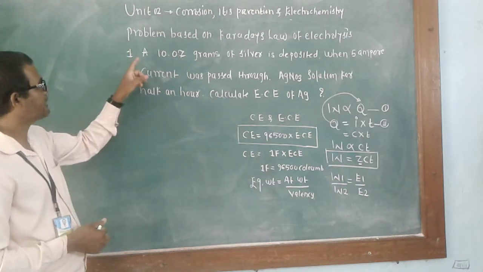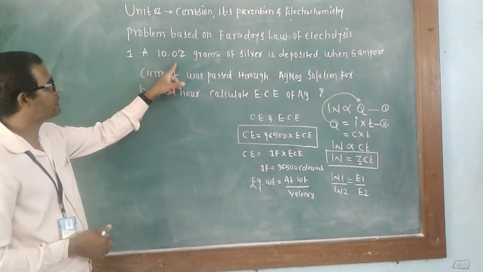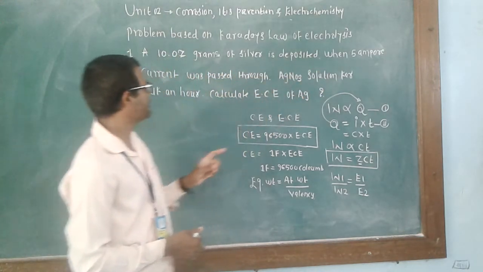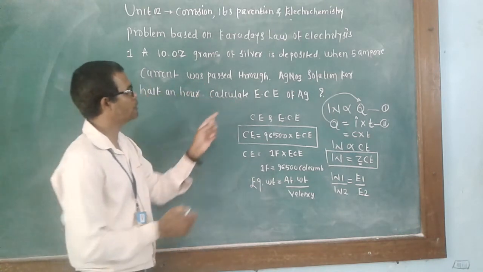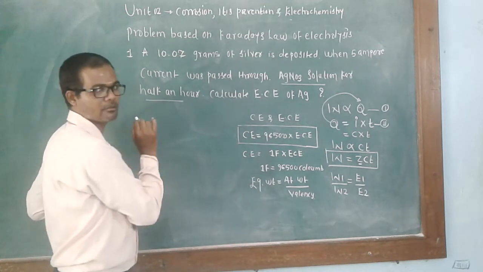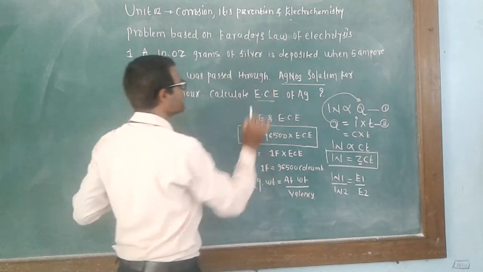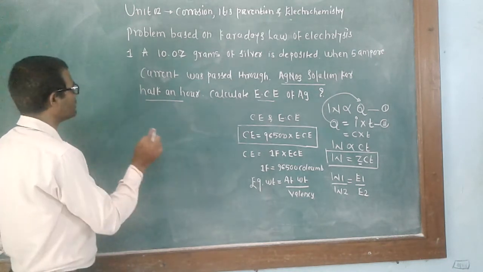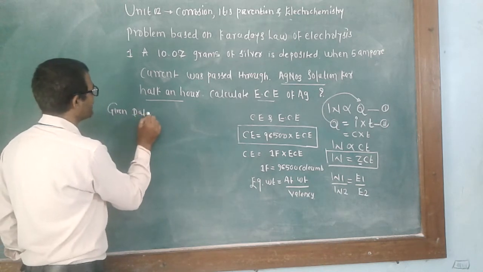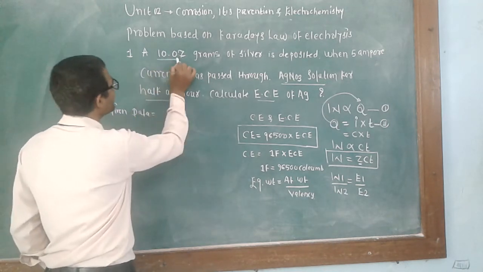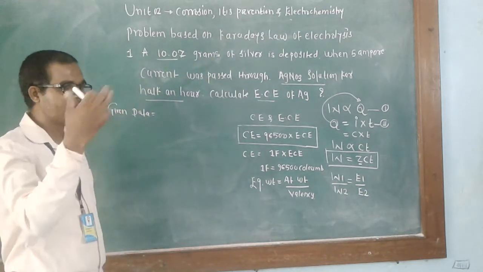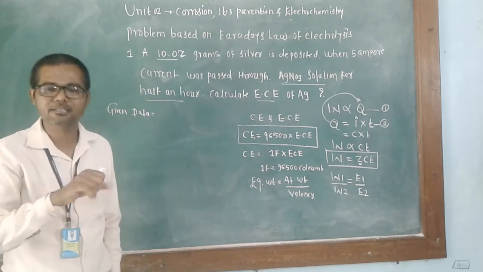The numerical is that 10.07 gram of silver is deposited when 5 ampere current was passed through silver nitrate solution for half an hour. Calculate the electrochemical equivalent. First of all, you have to write the given data. What is given in the problem? 10.07 gram of silver is deposited. But before writing the given data, it is necessary to understand the concept first.